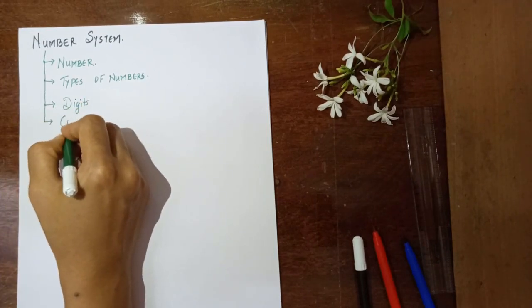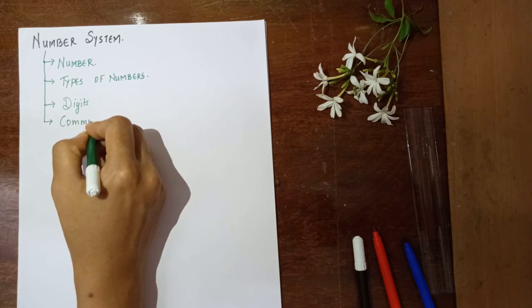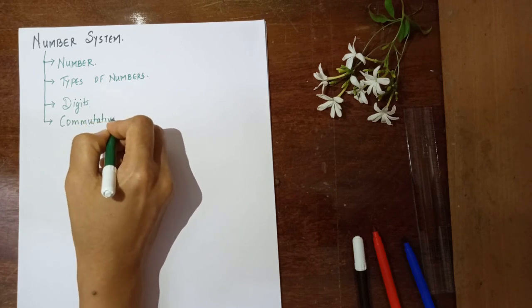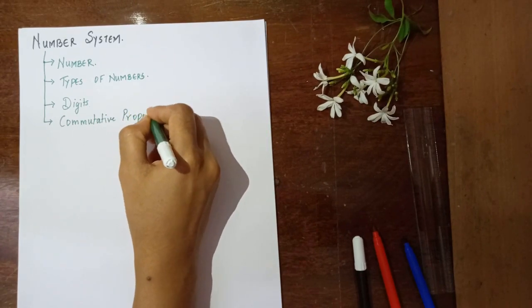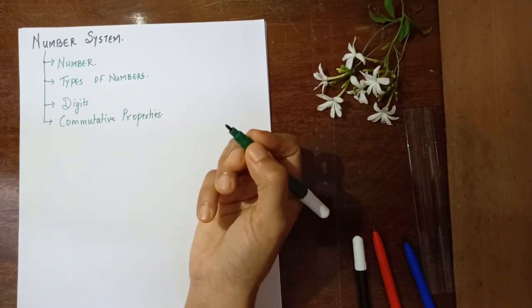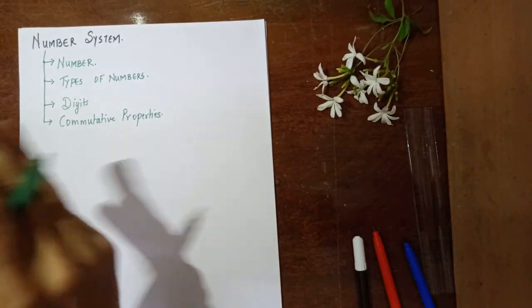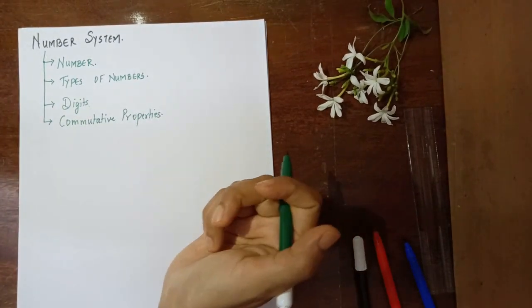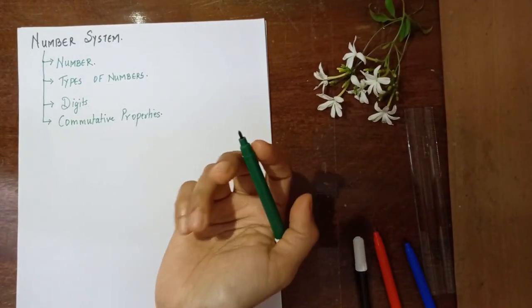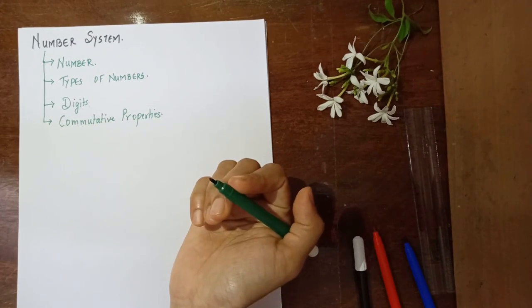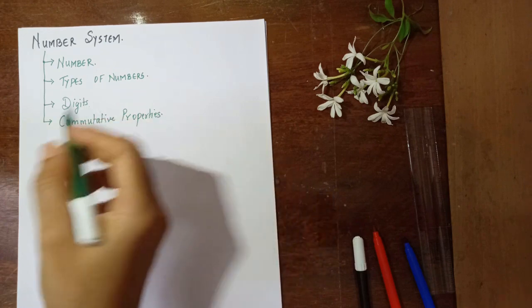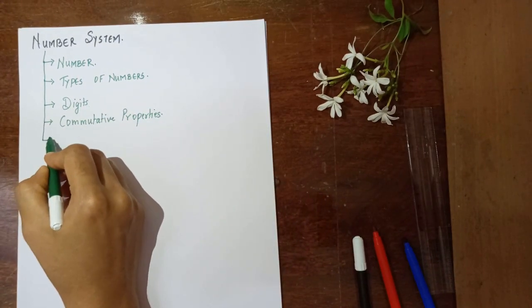Then you'll be talking about commutative properties. Commutative properties are going to include additive identity, additive inverse, multiplicative identity, multiplicative inverse, associative rule, distributive rule, etc. Okay, so we'll be talking about these commutative properties together.